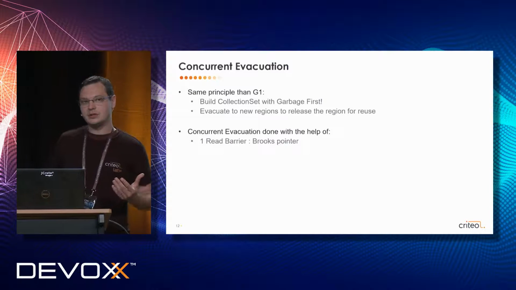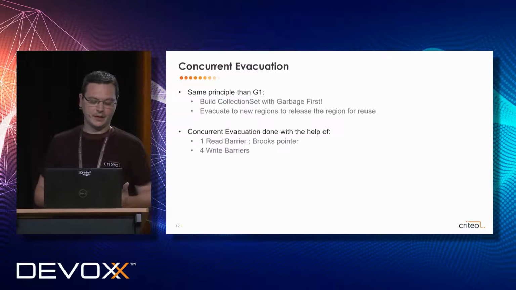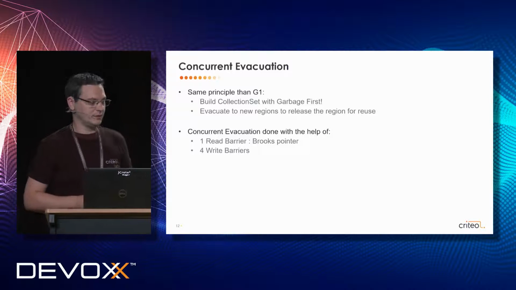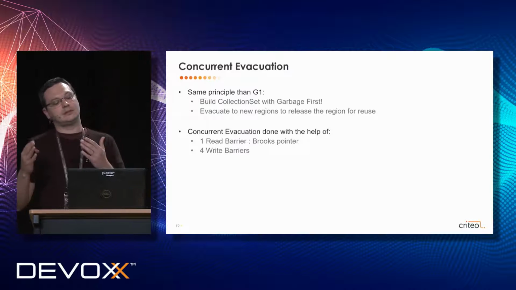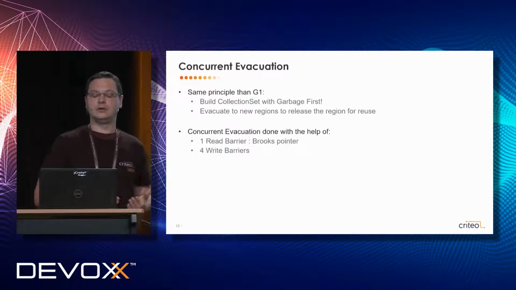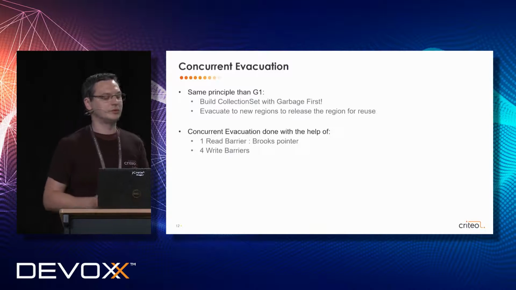This concurrent evacuation is done with the help of one read barrier, the Brooks pointer, and 4 write barriers. So we've already seen that we have a pre-write barrier for the concurrent marking, and we introduce a new barrier also to deal with the concurrent evacuation.